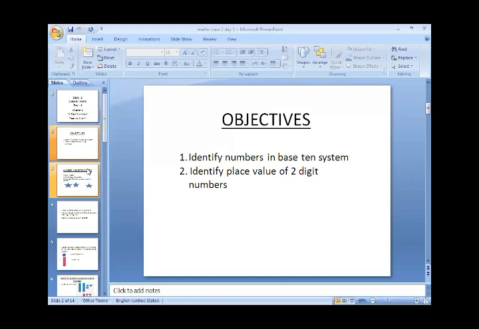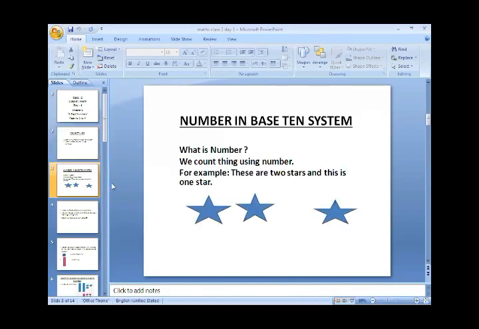In the previous class you learned about the numbers up to 100. So first we discuss what a number is. We count things using numbers. For example, these are 2 stars and this is 1 star. So we use numbers for counting different objects.